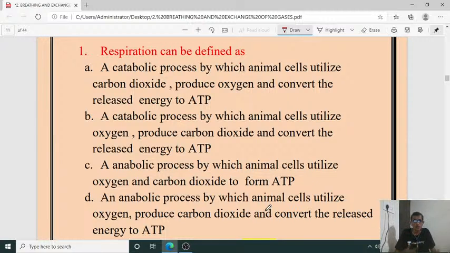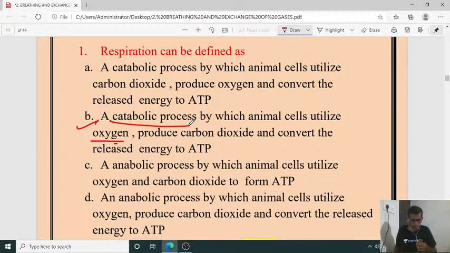What is meant by respiration? Under the breathing and exchange of gases chapter, what is respiration? It is a catabolic process by which animal cells utilize oxygen, isn't it? Catabolic process. It is not anabolism. It is a catabolism process.